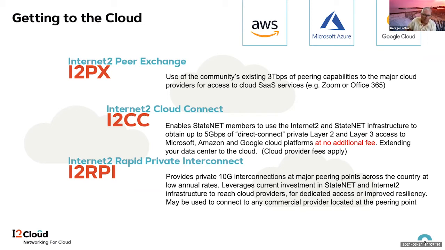So these are the 3 different services: the Peer Exchange, the Cloud Connect, and the Rapid Private Interconnect. Let's take a deep dive into each of those to give you a little better understanding of when you would use each one.